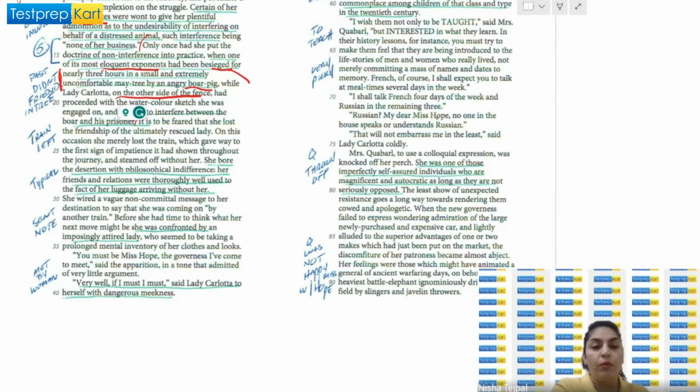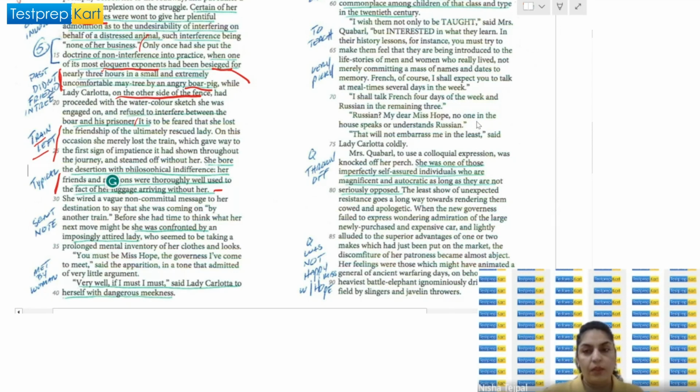Now, she bore the desertion with philosophical indifference. Her friends and relations were thoroughly well used to the fact of her luggage arriving without her. Now, they all know that Lady Carlotta's people, who know her well, know that she has missed her train and the luggage will be there, where she is not responsible for carrying the luggage with her. So this is the kind of trait we have come to know about Lady Carlotta. Train has left, but she has missed the train.